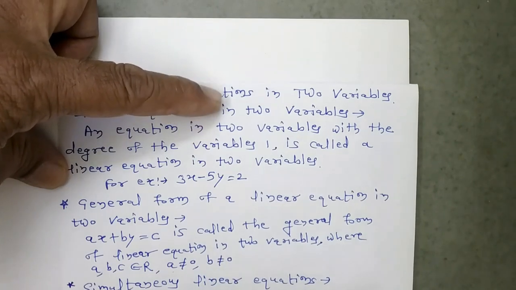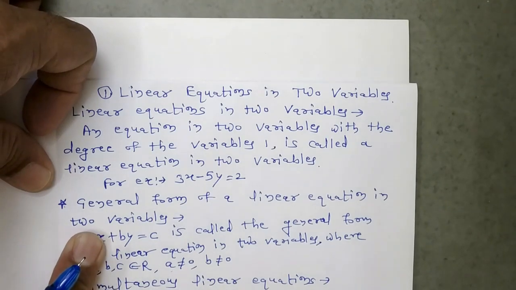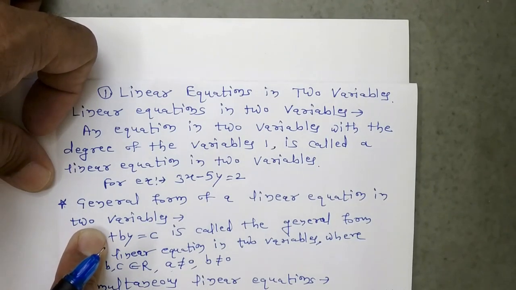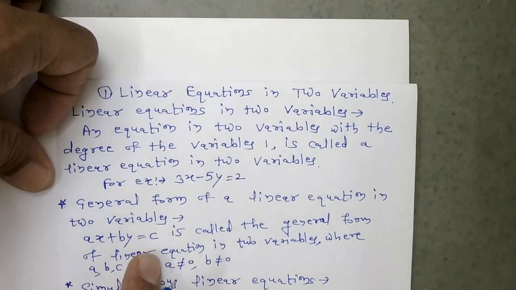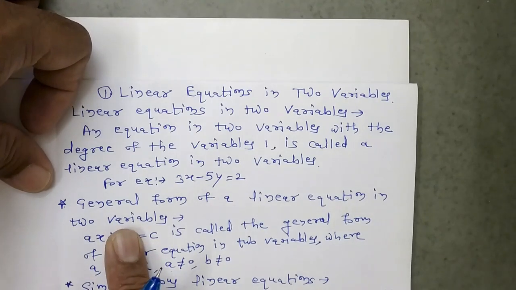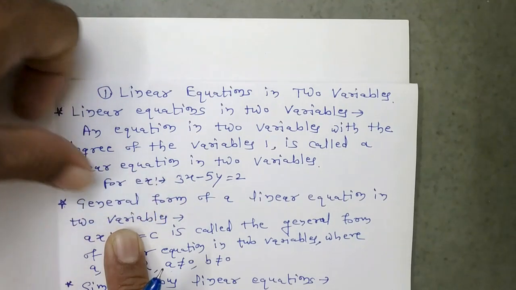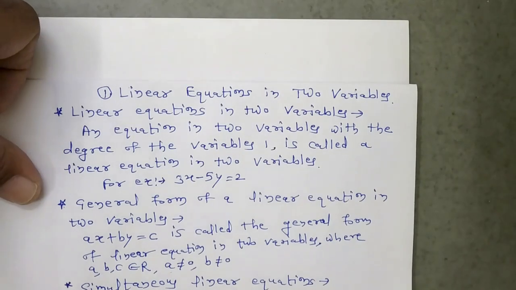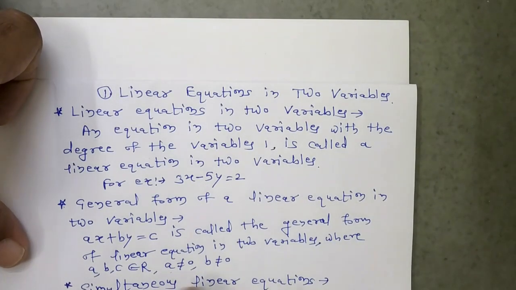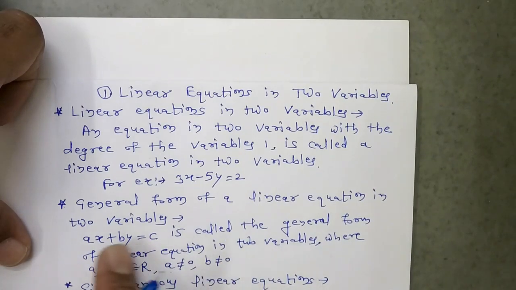That is, if value of a is 0, then this becomes 0 plus by is equal to c, by is equal to c. This is a linear equation in one variable. If value of b is 0, that is this term is 0, ax is equal to c. This is a linear equation in one variable. Therefore, for linear equation in two variables, a and b both are not equal to 0.